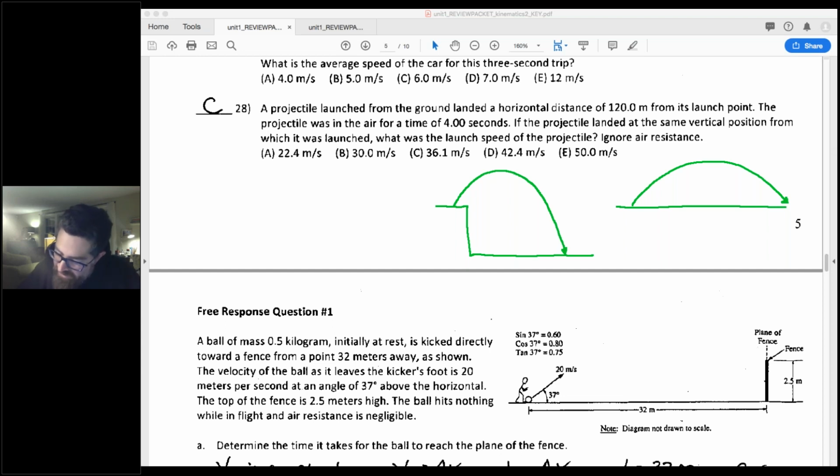This might be a good opportunity to play around with an online PhET simulation. I'll show you how to get there in just a second.